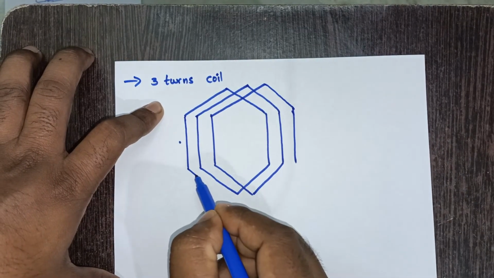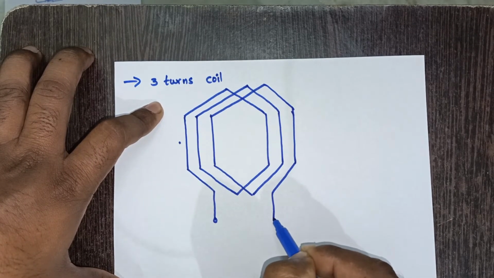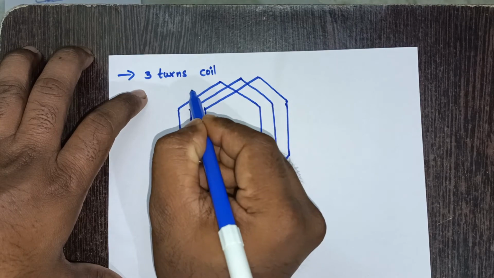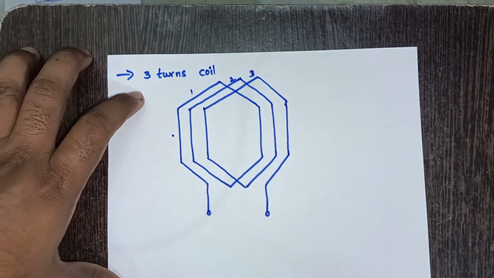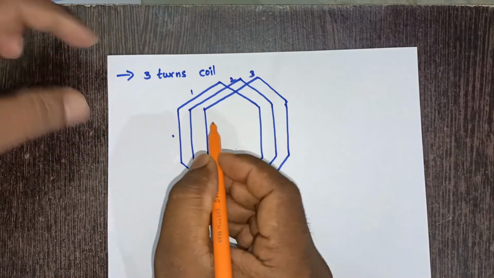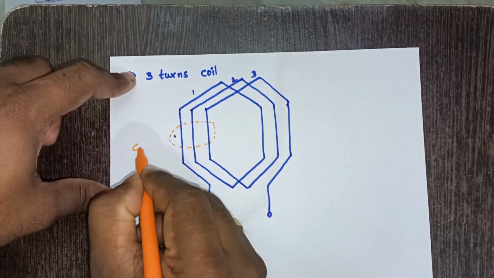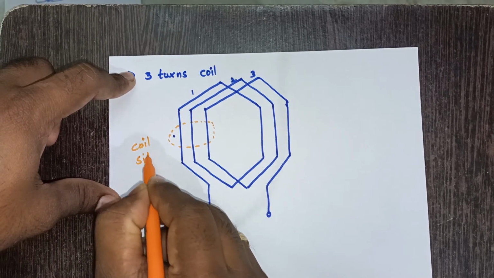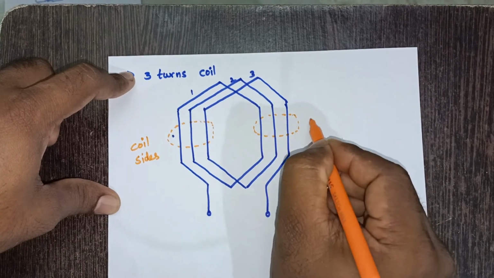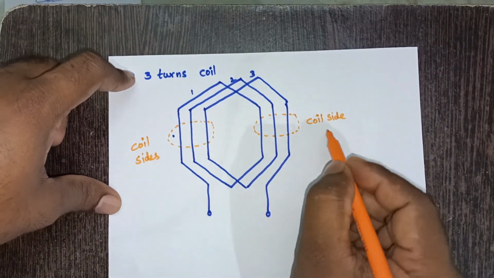See, this is how it is connected. Right? Now I can say this is a 3 turn coil. This is turn 1, turn 2, this is the third turn. And in this case, this set of conductors we can call coil side, and this is also another coil side. This is the first coil side and this is the second coil side.